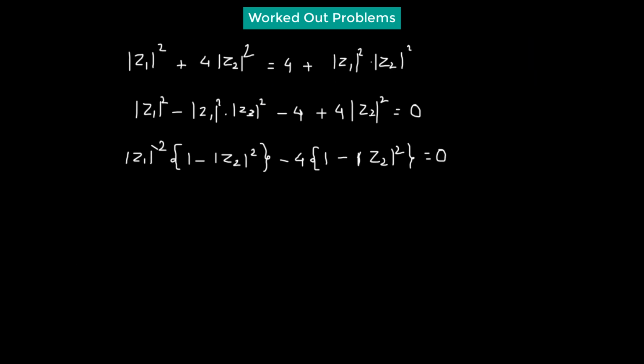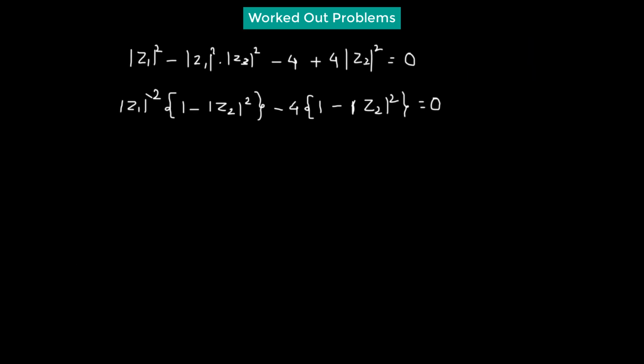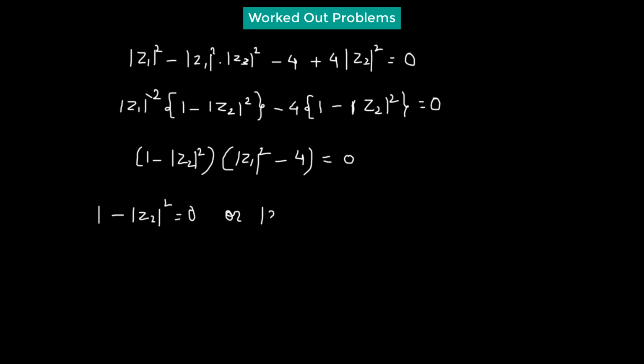On further simplification, we have 1 minus the absolute value of z2 squared, which we have factored out, multiplied by the absolute value of z1 squared minus 4, is equal to 0. So we have 1 minus the absolute value of z2 squared equal to 0, or the absolute value of z1 squared minus 4 is equal to 0. Now this gives us the absolute value of z2 squared is equal to 1, which gives us that the absolute value of z2 is equal to 1.